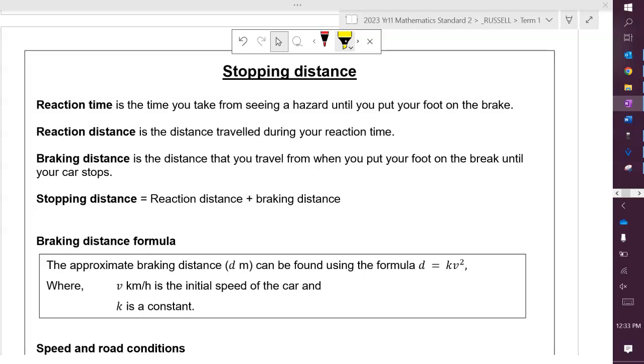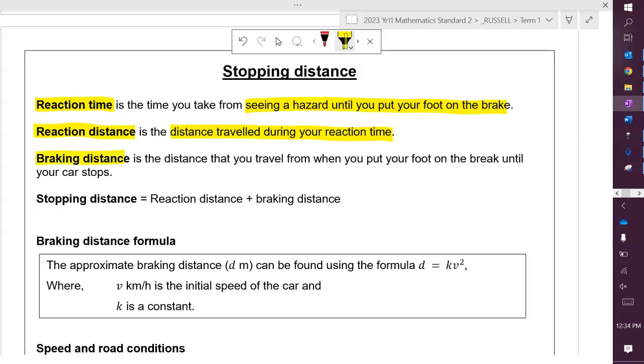So it's about using some of these formulas and knowledge to know how long or how far it could take you to stop. Our reaction time is the time you take from seeing the hazard until putting your foot on the brake. So how quickly you can react to something changing in front of you. Your reaction distance is the distance travelled during your reaction time. So if you're going 60 kilometres an hour, how far did it actually take you to stop?